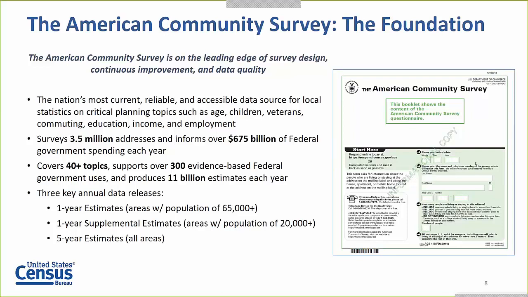Businesses and communities use these 11 billion estimates each year to make vital decisions, including where to locate hospitals and schools, what transportation needs exist, and what goods and services business should provide to customers. We release 3 different sets of estimates each year in the form of 1-year estimates for areas with a population of at least 65,000 people, 1-year supplemental estimates for areas with a population of at least 20,000 people, and 5-year estimates, the focus of this webinar, for all areas and small population groups.